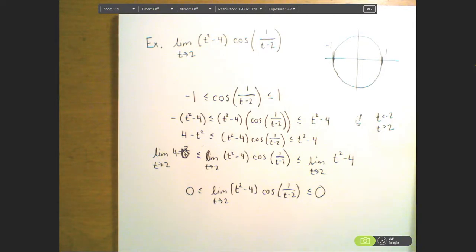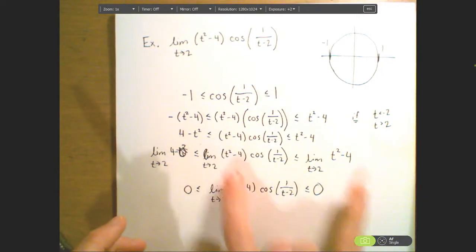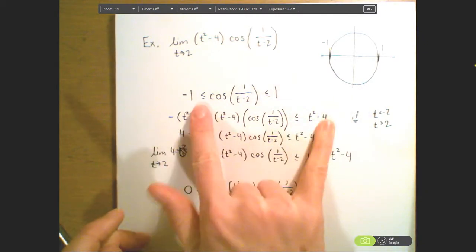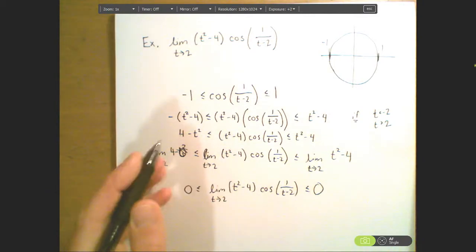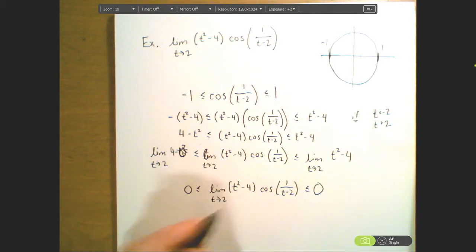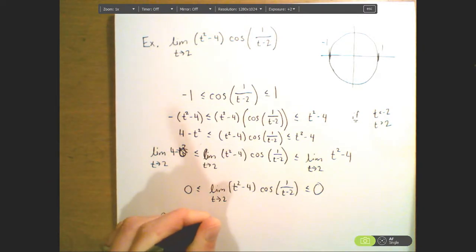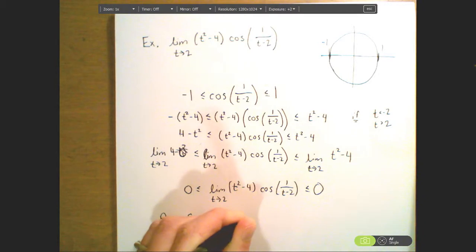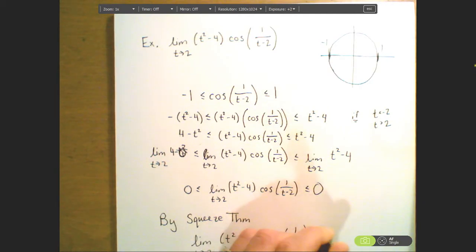Now, for precision's sake, I would have to do this a second time, flip-flopping the inequalities. But we see the inequalities, it doesn't matter which bound is on which side, it's going to be 0 either time. And so we see that no matter what, by squeeze theorem, our limit is in fact equal to 0. By squeeze theorem, we get that the limit as t approaches 2 of t squared minus 4 times the cosine of 1 over t minus 2 is in fact equal to 0.